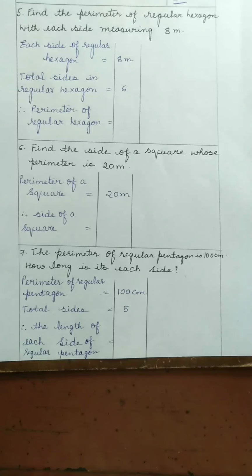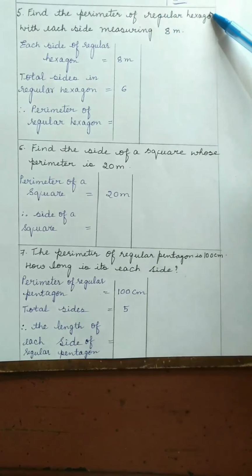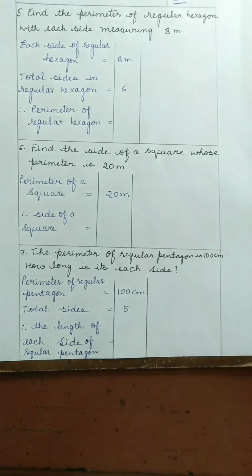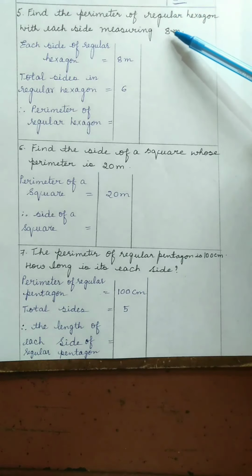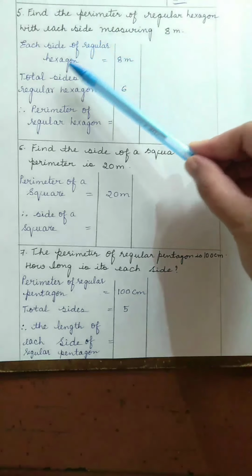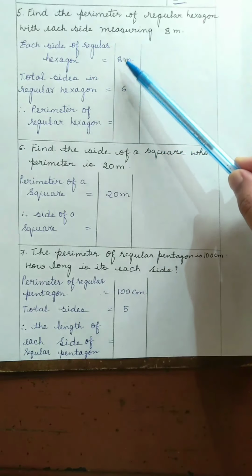Next, we shall move on to the fifth problem. Find the perimeter of a regular hexagon with each side measuring 8 meter. The measurement of the side is given in meter. Regular hexagon means 6 sides. All the 6 sides of a regular hexagon are equal and the measurement is 8 meter. Therefore, each side of a regular hexagon has the measurement equal to 8 meter.